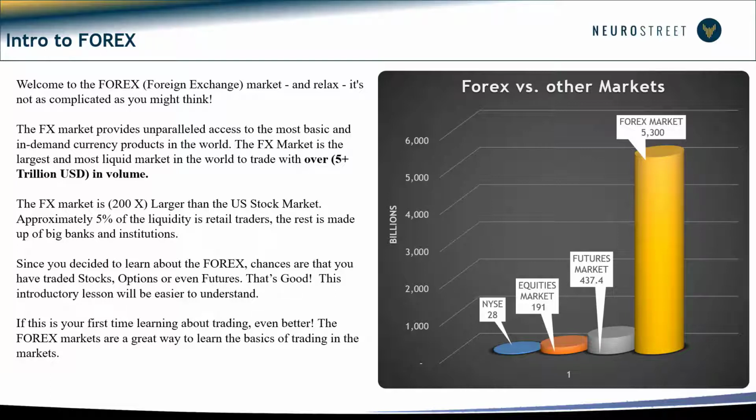Approximately 5% of the liquidity is retail traders. The rest is made up of big banks and institutions. Now, the reason that's important is because our strategies are hinged on big bank levels and institutional volume profile strategies. So all of the strategies that we teach in our classrooms are going to be completely transferable because we track what they're doing based off of the information that we have with our indicators.